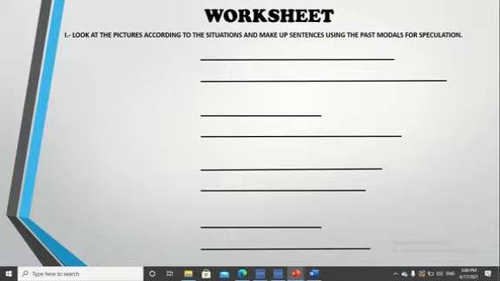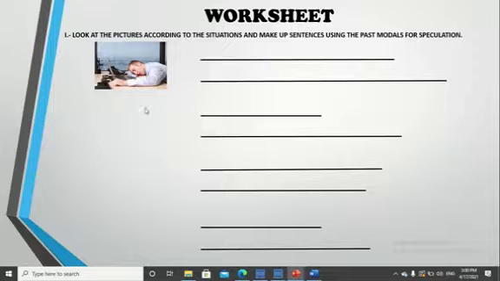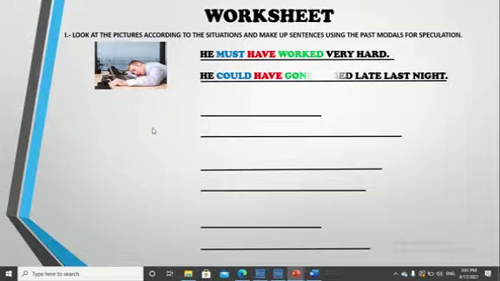Here are more examples. Here's the picture. Someone is sleeping. He must have worked very hard. He could have gone to bed late last night. So we have different possibilities. When you have something quite certain, you use must. You are not quite sure, use could, may, or might. Is he tired? He could have gone to bed late last night.